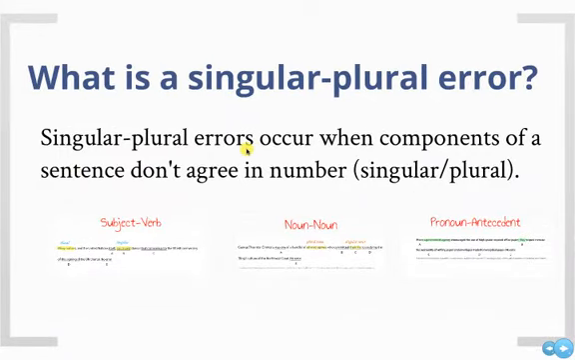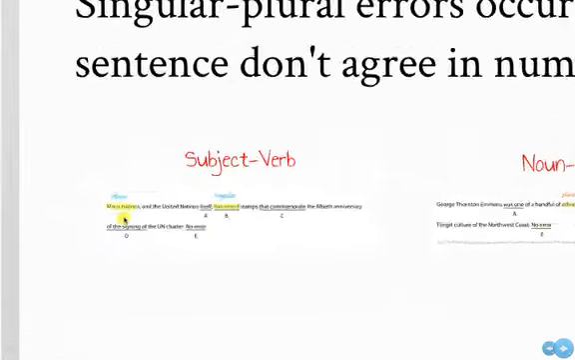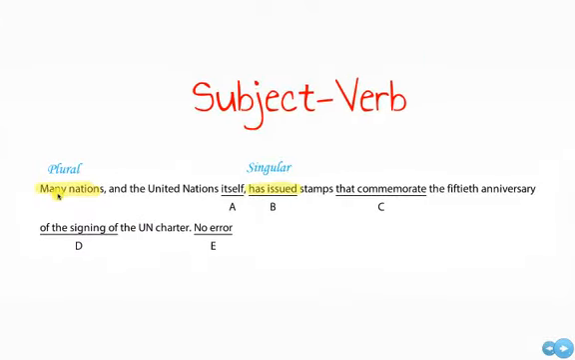Singular-plural errors occur when components of a sentence don't agree in number, that is, whether or not they're singular or plural. Now there's three types of singular-plural error. First, we have subject-verb error. In a sentence, the subject of the sentence must agree with the verb.